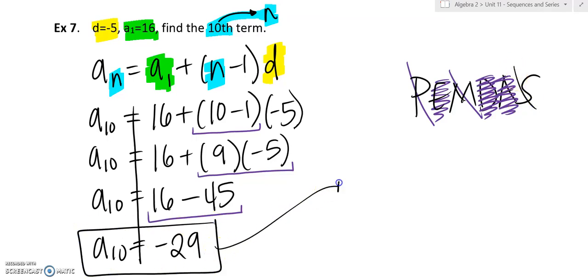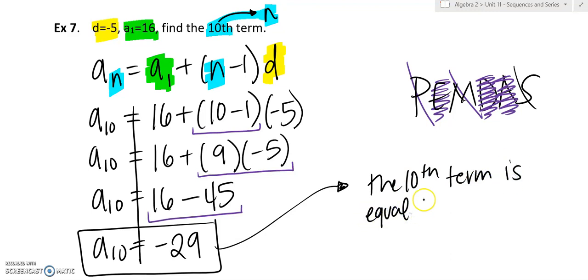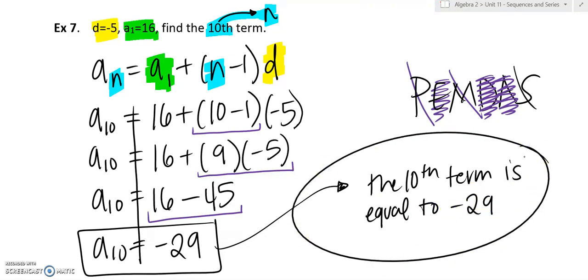But let's write what this means. That means the 10th term in this sequence is equal to negative 29. Okay, if I went too fast, go ahead and stop the video, rewatch the video so that you understand this.